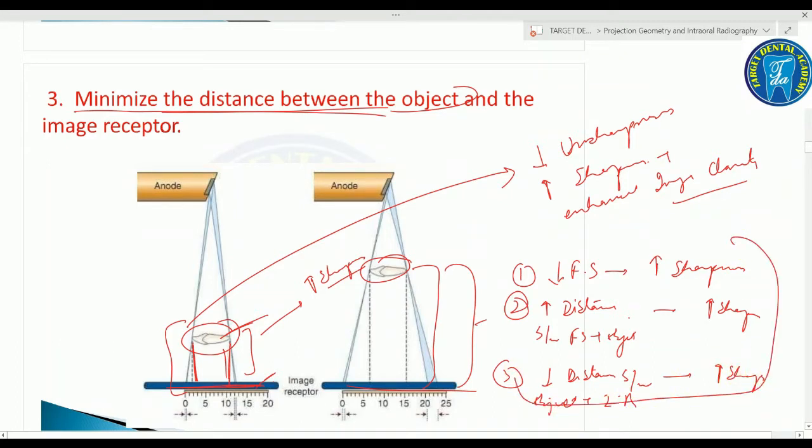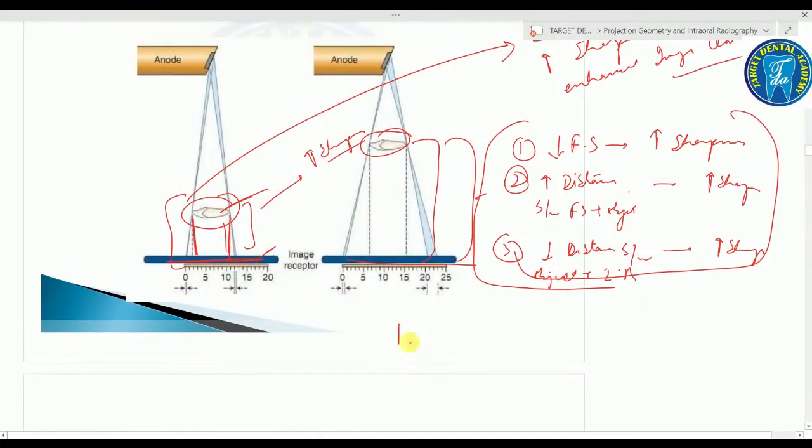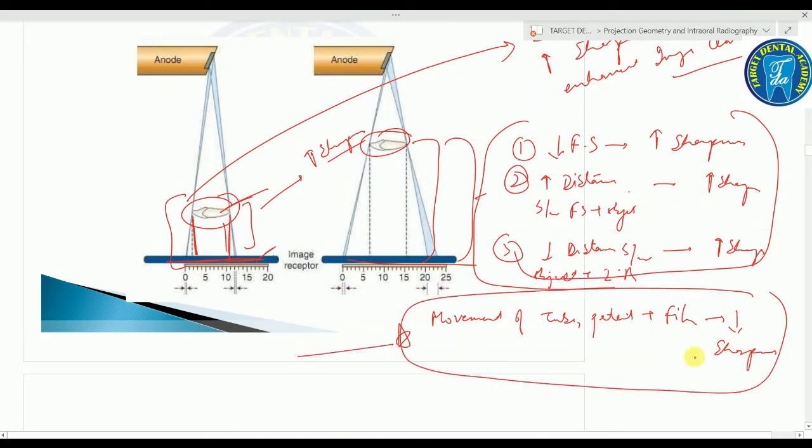So this is all about the image sharpness and the resolution. And yes, these are the factors which increase the sharpness. One important factor is the movement of the tube, the movement of the patient, and the movement of the film. It decreases the sharpness. Don't get confused. These are the factors which decrease the sharpness. These are the methods which increase the sharpness.